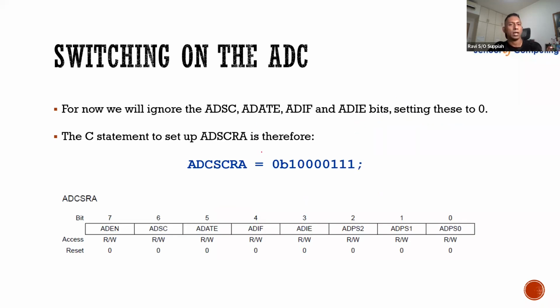Now let's look at the entire register as it is. In this ADCSRA register, we are setting the ADC enable bit to 1, and we are setting these 3 bits to 1, 1, and 1. That is to switch on the ADC as well as the prescale configuration.